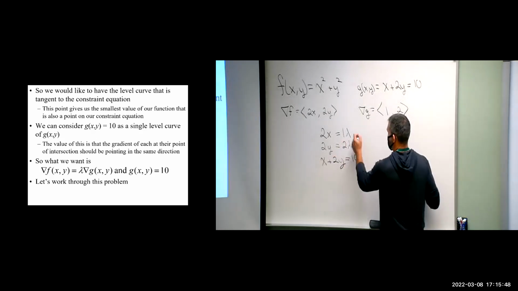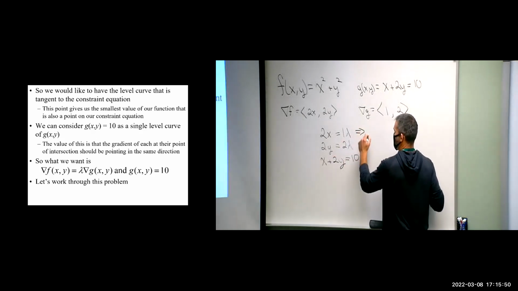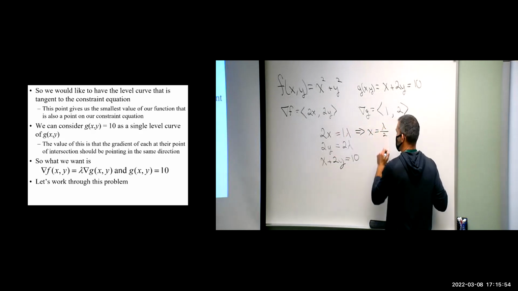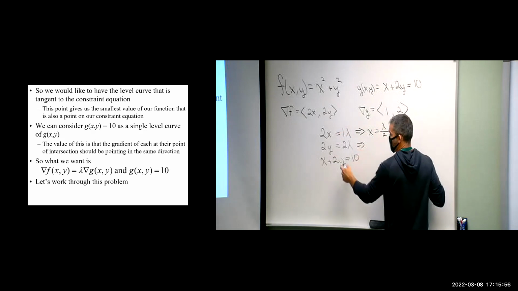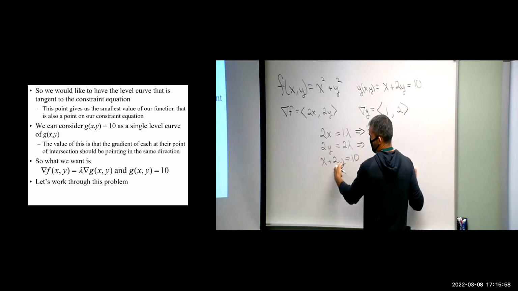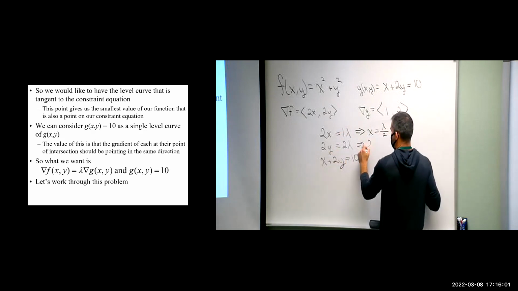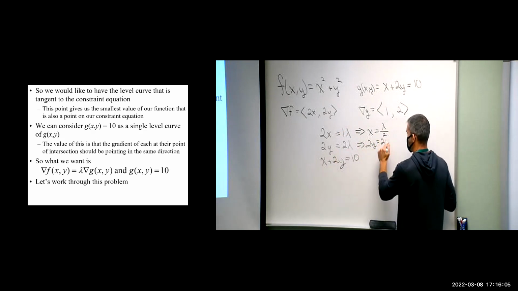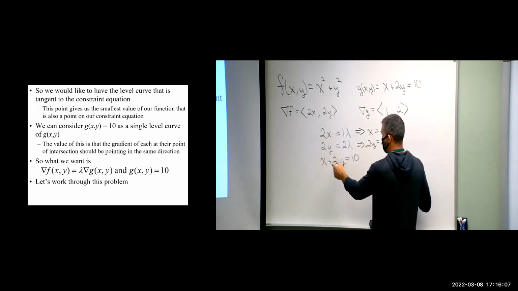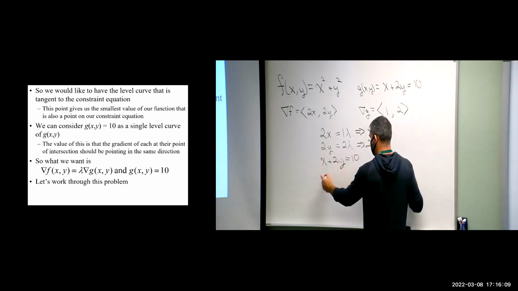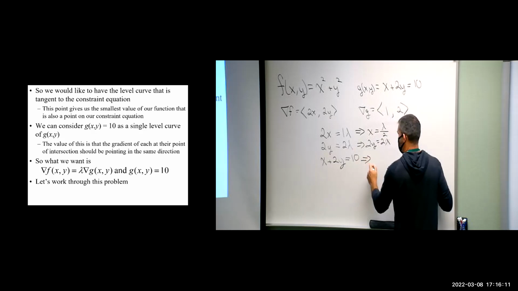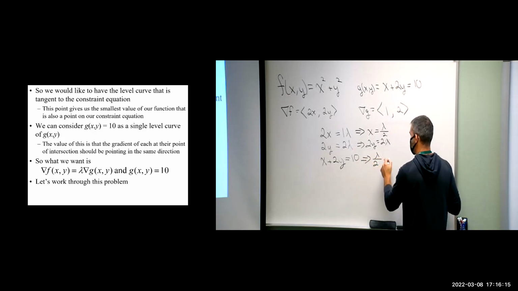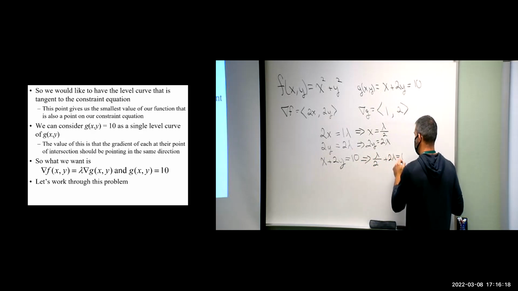Because right here, I know that x equals, divide both sides by 2, so x equals lambda over 2. And here, I could solve for y, but I've got a 2y in the equation. So 2y equals 2 lambda. And then I'm just going to plug those in. So this equation here becomes lambda over 2 plus 2 lambda equals 10.